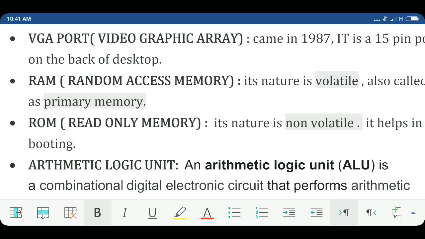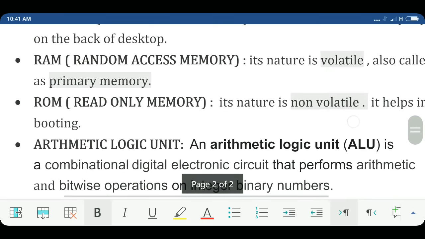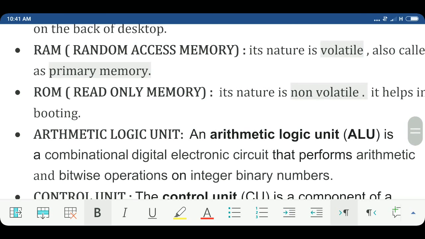Next definition is about ROM, read only memory. Its nature is non-volatile. The memory that is non-volatile is ROM. It helps in booting. The memory that helps in the booting process is called ROM.